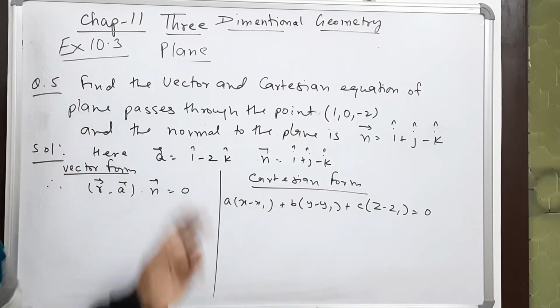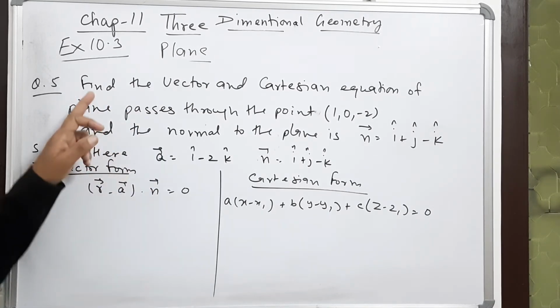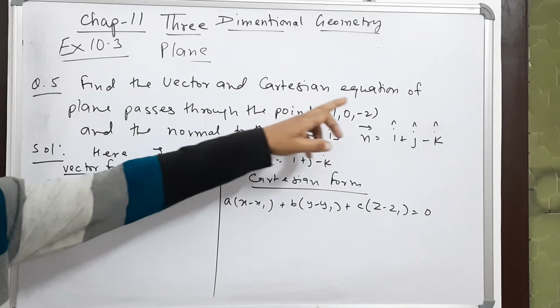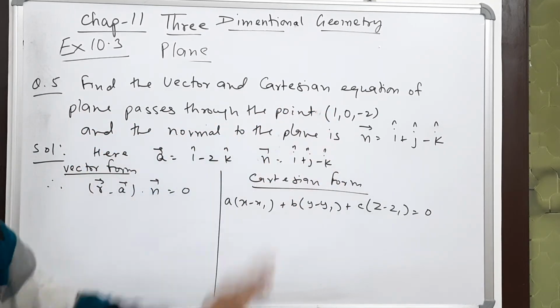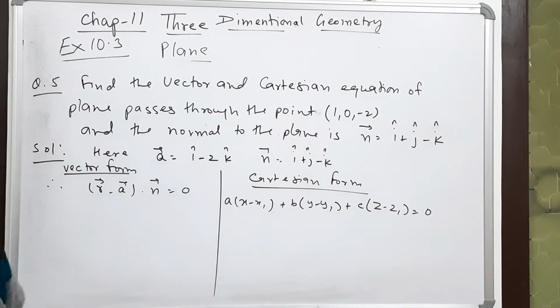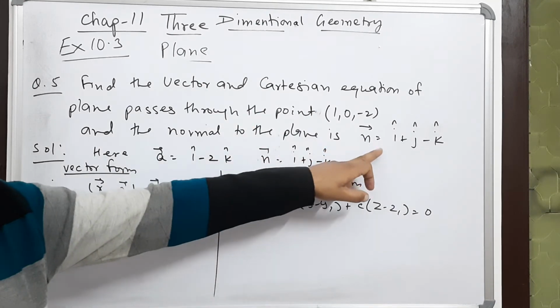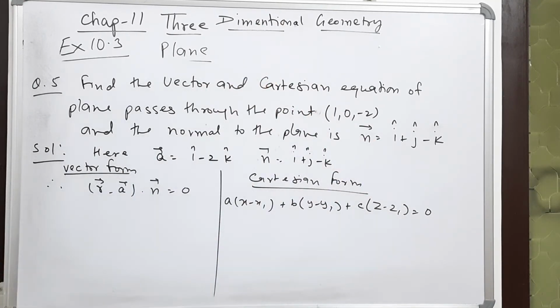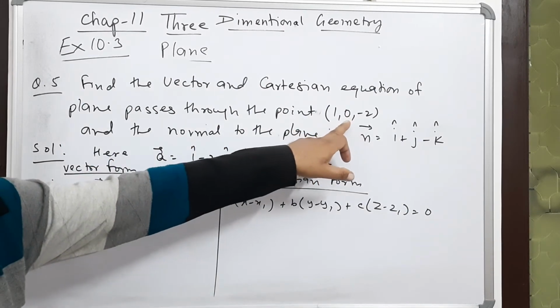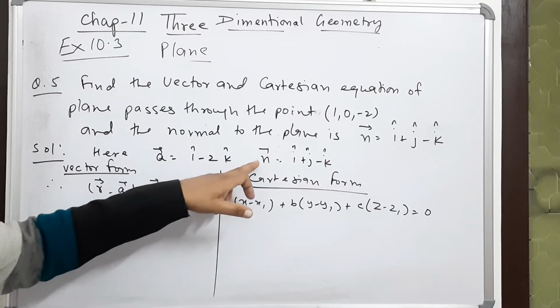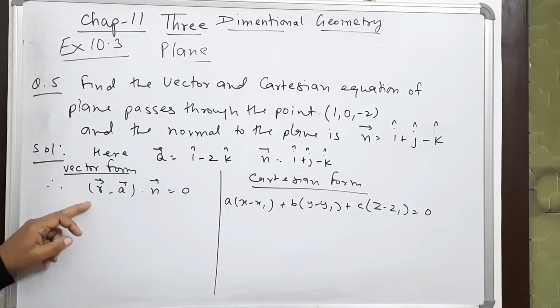Yes, now the second form of the equation of the plane. Find the vector and Cartesian equation of the plane that passes through the point and whose normal is given. Means the point is given and the normal is given. Earlier the normal was given and the distance was given. So here this is A, this point, because 0 is there, so j will not be there, and this is the normal. So what is the vector equation of the plane?